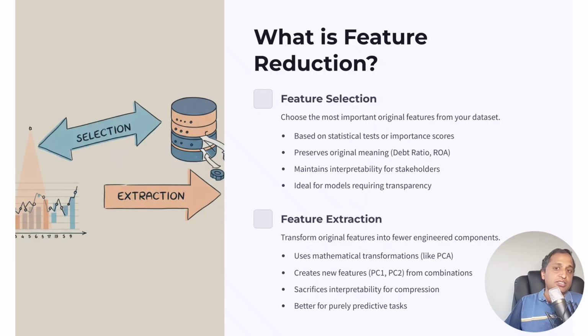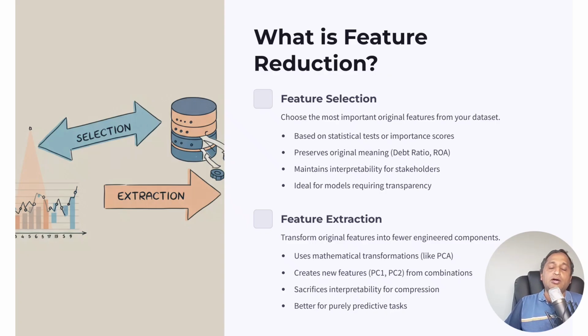Now we discussed the challenges of having a large number of features. Now let's talk about what feature reduction actually means. Broadly, there are two main approaches: feature selection and feature extraction. They sound similar, but they serve very different purposes.